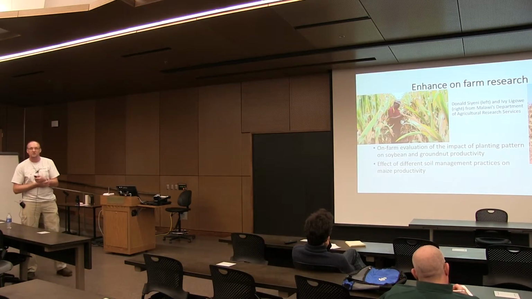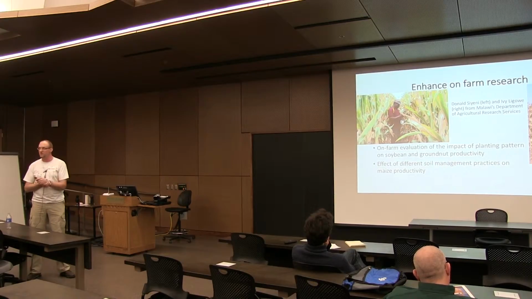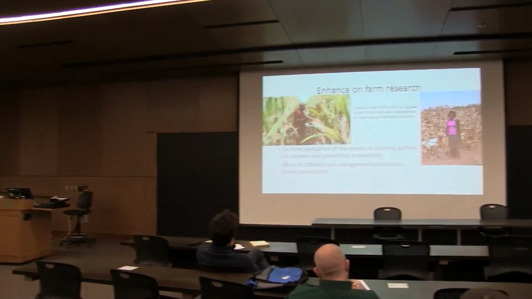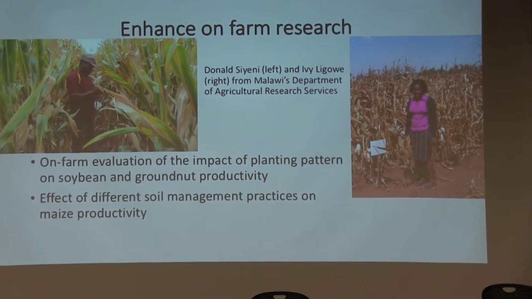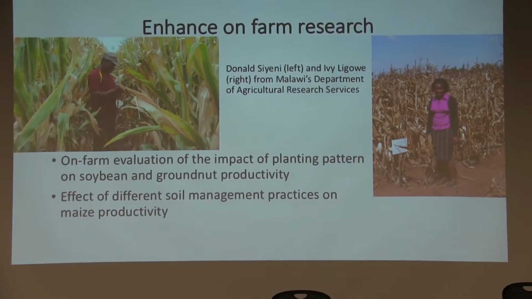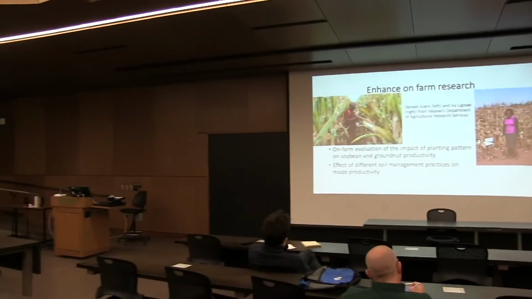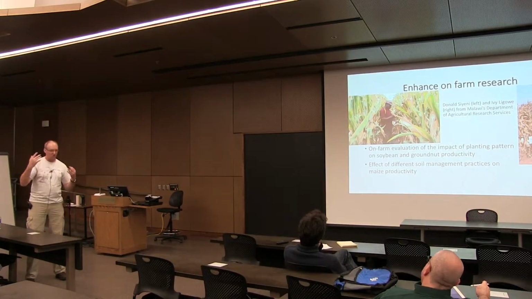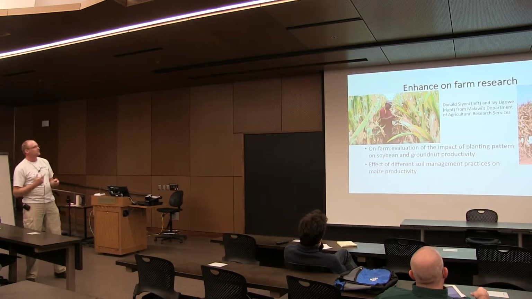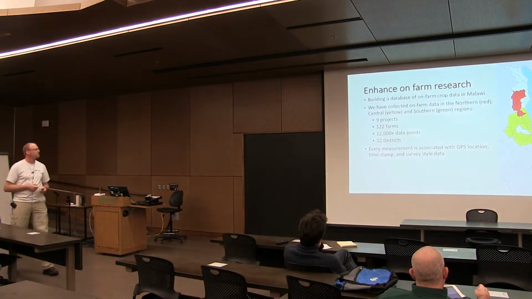Here's another scientist. Here's Donald Ciani and Ivy Lagoe. They're both doing research with the National Department of Agriculture Research Services, and they want to know how planting patterns of soybean and groundnut affect production. May seem like a simple question, but it can be hugely important to a farmer in the field. They also want to look at these different soil management practices, no-till, basin planting, all different types of ways of managing your soil. How does it affect productivity?